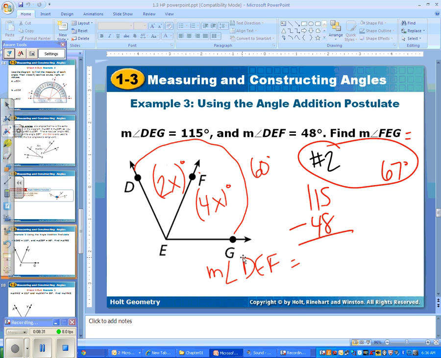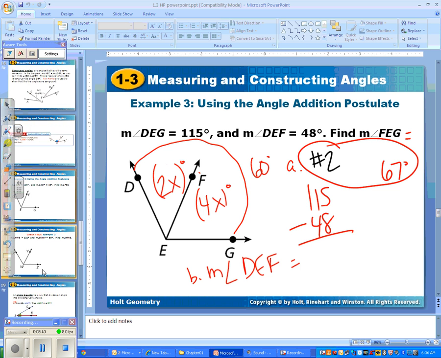Go ahead and see if you can answer that one. Make it again part of 2. We'll call this 2A and we'll call this 2B. So go ahead and see if you can figure out what measure of angle DEF is. That's one way I can make it harder.